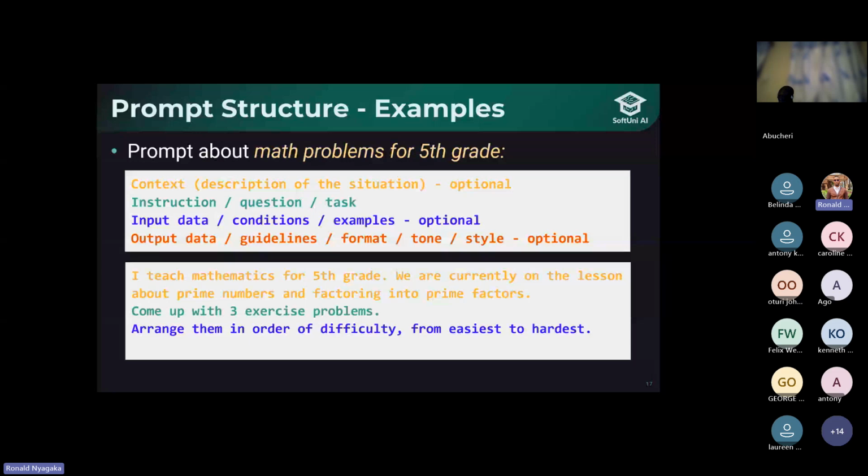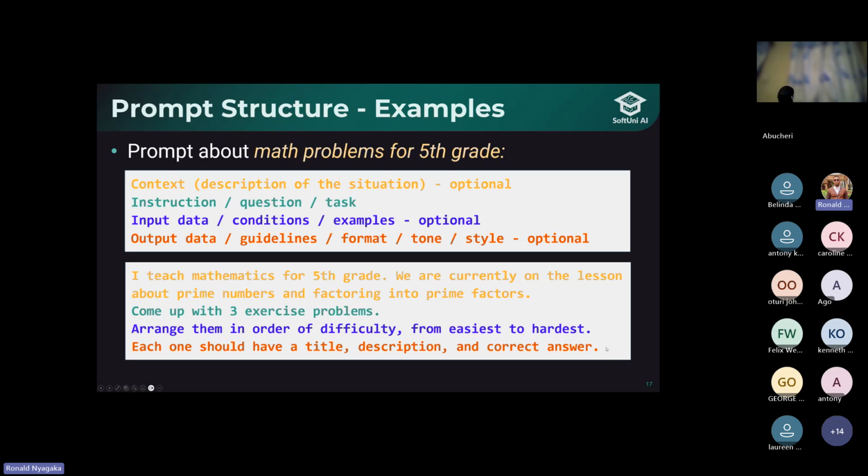So this is still on another example. I teach mathematics for 5th grade. We are currently on the lesson, so this is the context, about prime numbers and factoring into prime factors. Come up with 3 exercise problems. That is the task. Arrange them in order of difficulty from easiest to hardest. Each one should have a title, description, and correct answer.